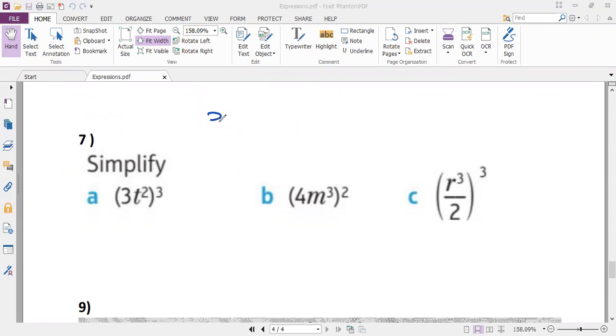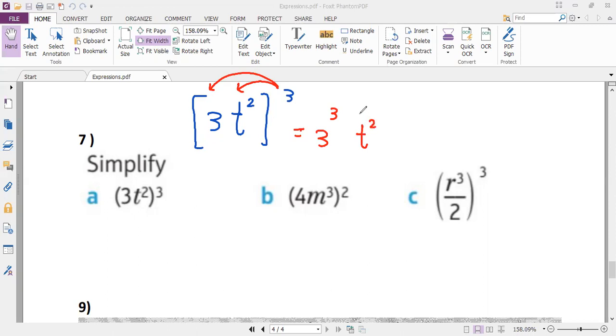This one, 3t squared, all to the power of 3. You know, this power, which is 3, is distributed on them. So I have 3 raised to the power of 3, and I have t to the power of 2, all raised to the power of 3. You know, 3 to the power of 3 is 3 multiplied by itself 3 times. 3 times 3 times 3, 27.